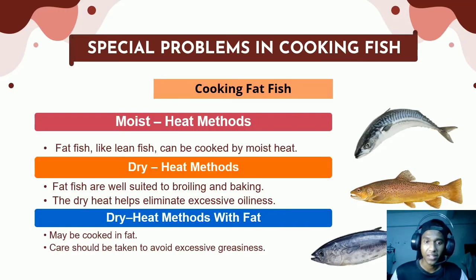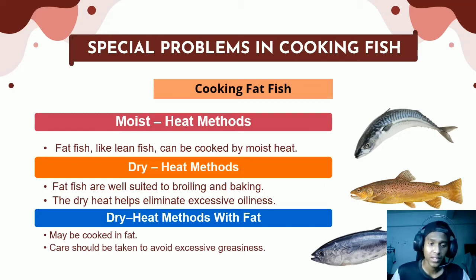Okay, cooking fat fish. So there are three ways in which we can cook a fat fish. The first one is moist heat methods, we have dry heat methods, and lastly dry heat methods with fat. So moist heat methods, fat fish like lean fish can be cooked by moist heat. So for example, poached salmon and trout, which are very popular in foreign countries. And then dry heat methods, fat fish are well suited to broiling and baking. So the dry heat helps eliminate excessive oiliness. So dia tak nampak terlampau berminyak, tiada minyak yang berlebihan pada ikan tersebut.